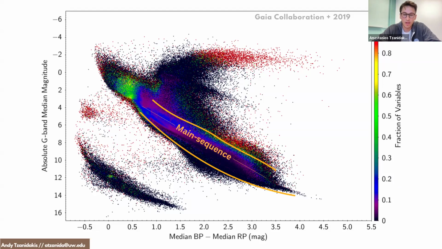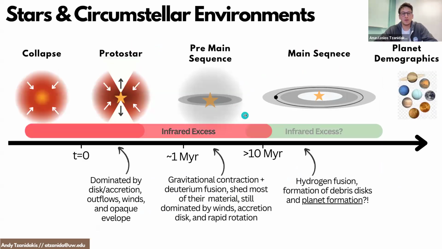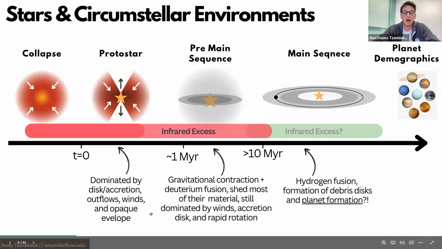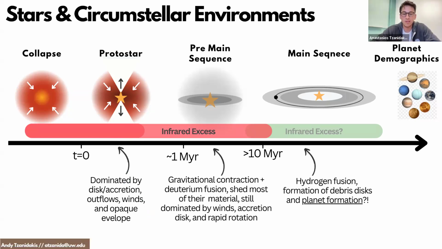Now, if we take one step back and think about what kind of astrophysics we are really learning from this, we'll have to talk a little bit about stars and the environments in which they're born. Typically, the canonical view of how single solar mass stars are formed is through the collapse of molecular clouds. And the clock begins at age 0 once we have formed the first protostar. In this stage, the star is collapsing under the Kelvin-Helmholtz timescale. And in this phase, the protostar is mostly dominated by accretion, outflows, winds, and has a very thick, opaque envelope.